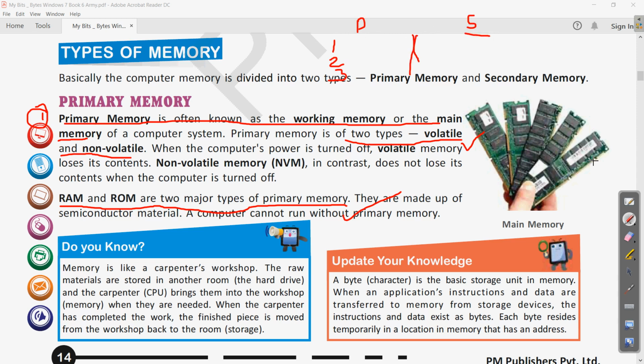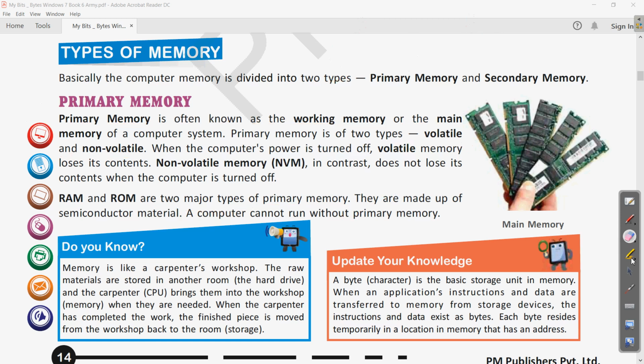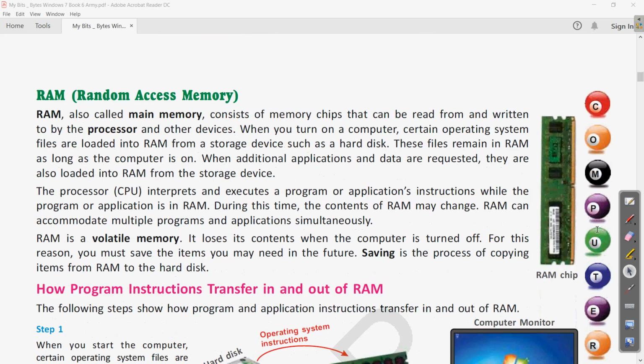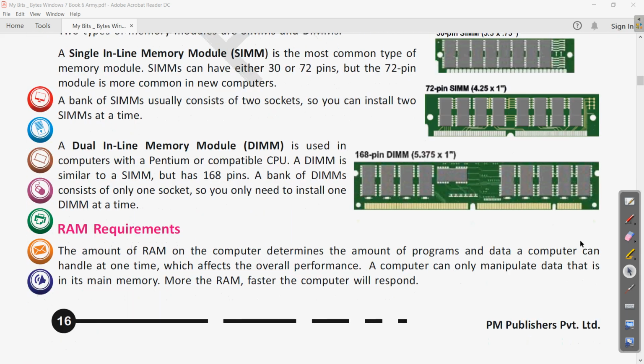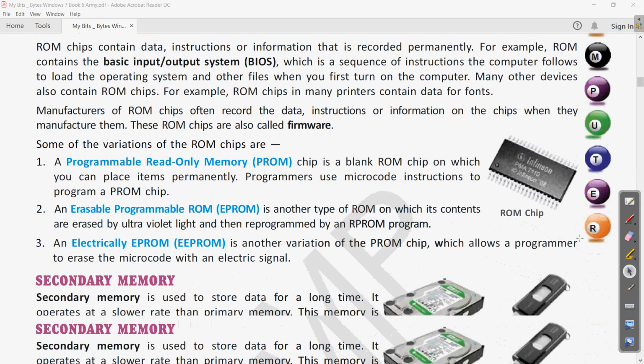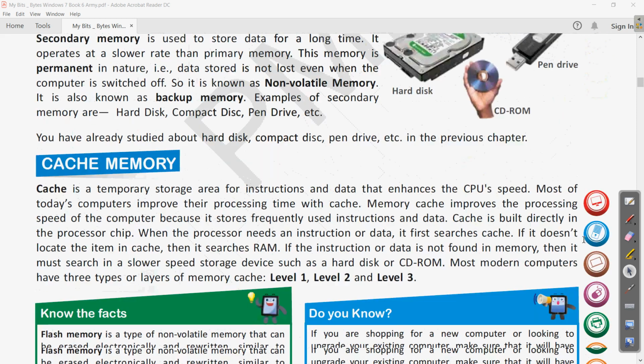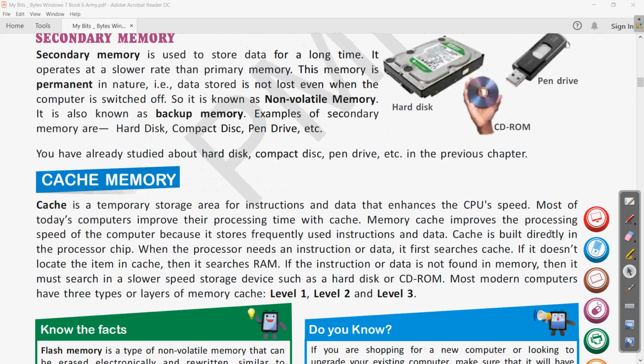Now about the secondary memory. This is page number 14. Let us search about the secondary memory now. So secondary memory is in the last pages. Okay, so here is secondary memory. The page number of this is page number 17.